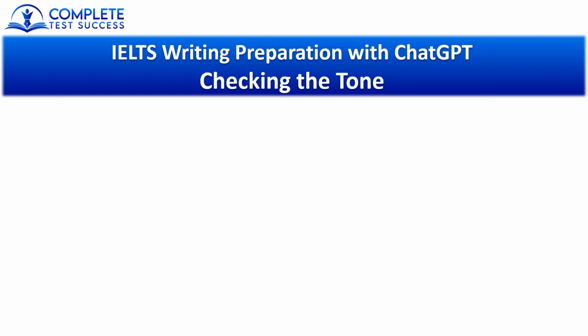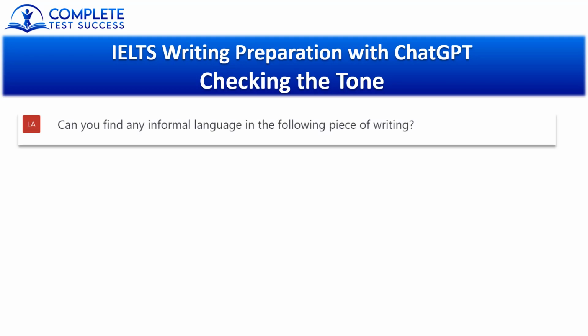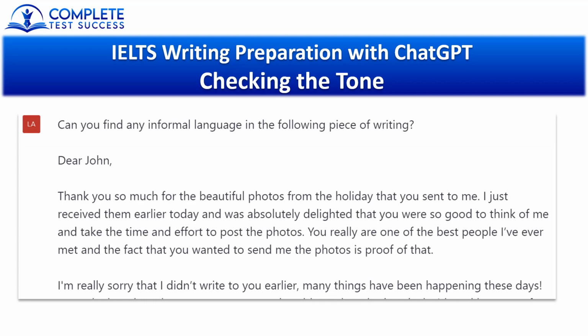What I got it to check was actually a Task 1 general training letter, because it's even more important that you have the correct tone. If you have formal language in an informal letter, you're automatically getting a task achievement score of 6 or even lower. So it's really useful to find out if your tone is appropriate or not by using the chatbot. For this, I asked the chatbot, "Can you find any informal language in the following piece of writing?" And then I pasted in my full letter, and the chatbot did a fantastic job of pointing out which words I used that were informal and therefore were or were not appropriate.